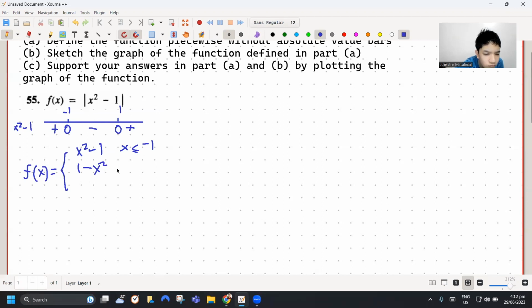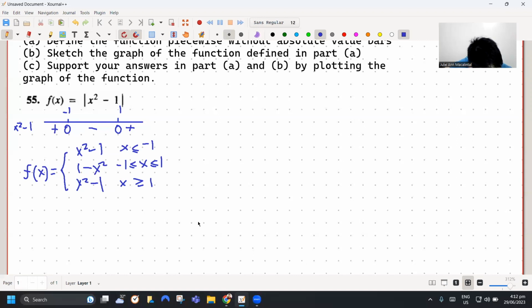Okay. And then so x between, and then for x greater than 1. Ayan. I think mas readable yan, from if you're going down, yung definition na encounter mo sa left, going to the right naman.